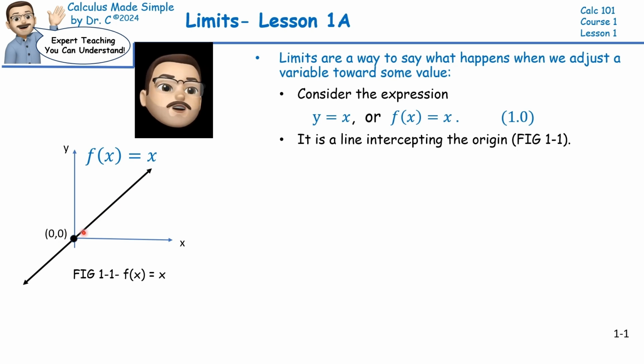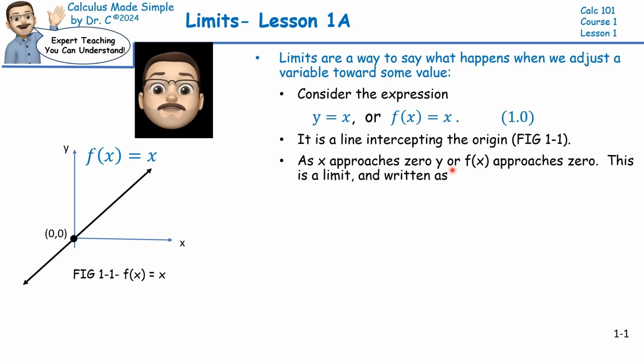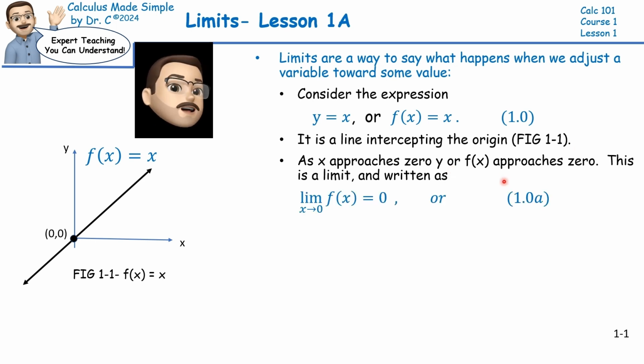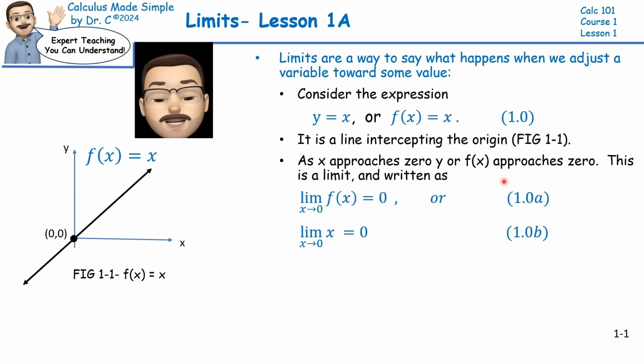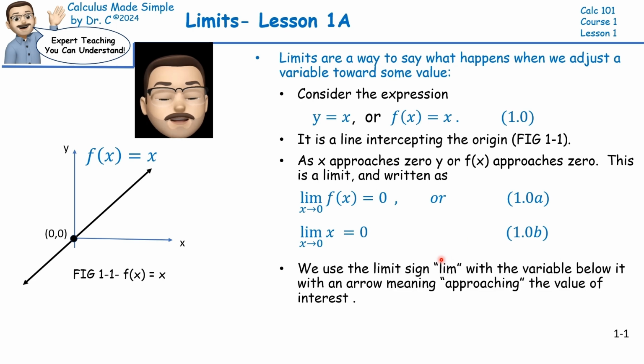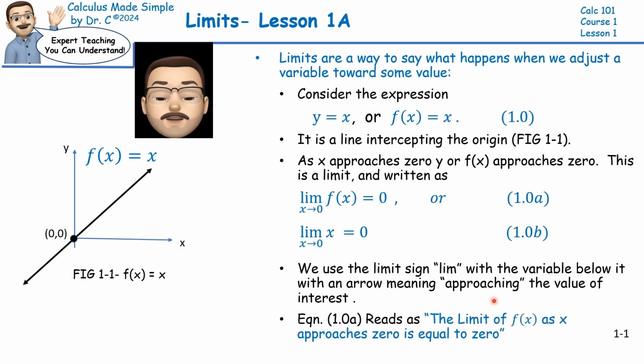So we write this as the limit as x approaches 0 of f of x is equal to 0. We use the limit sign, LIM, with the variable below it with an arrow, meaning approaching the value of interest. Equation 1.0a reads as the limit of f of x as x approaches 0 is equal to 0.